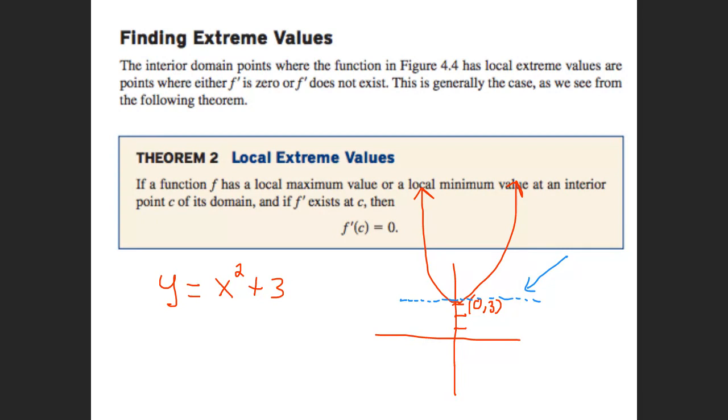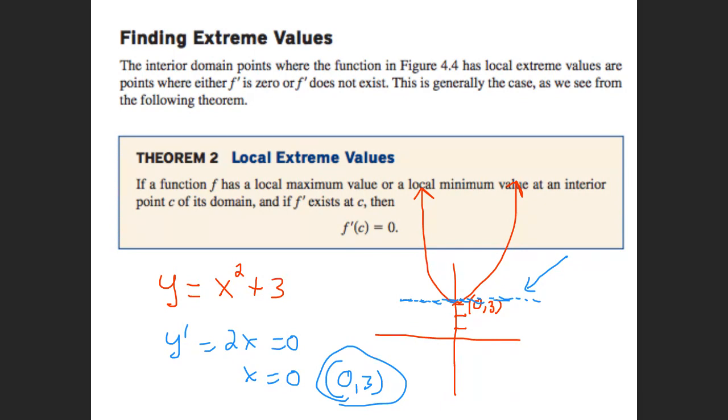So if I took the derivative of this, it's going to be 2x. I'm going to set it equal to 0. And if I solve this, x equals 0. Well, we already knew x was equal to 0 because we could see it on the graph. And if I put 0 back in here, I end up with (0, 3). So that is my minimum value of this function, because if you take the derivative and set it equal to 0, that will give you either a maximum or minimum value. Why? Because that's where the tangent line would be horizontal.